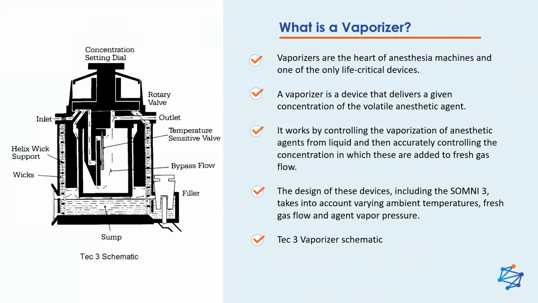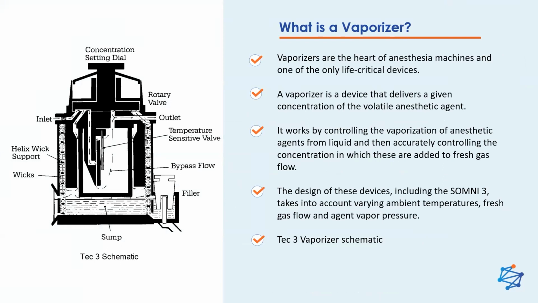Great, thank you, Andrew. So what is a vaporizer? The vaporizers are the heart of the anesthesia machine and one of the only life-critical devices. A vaporizer is defined as a device that delivers a given concentration of volatile anesthetic agent. It works by controlling the vaporization of anesthetic agents from liquid and then accurately controlling the concentration in which these are added to the fresh gas flow.